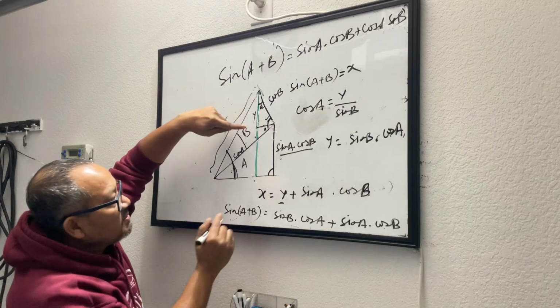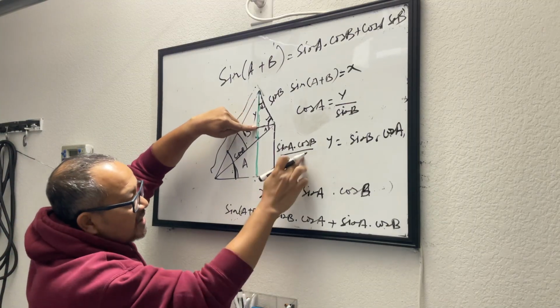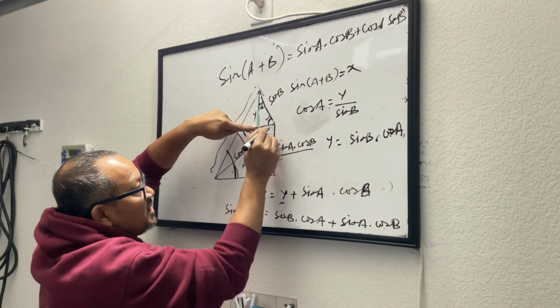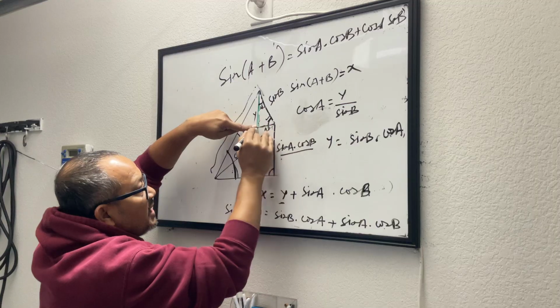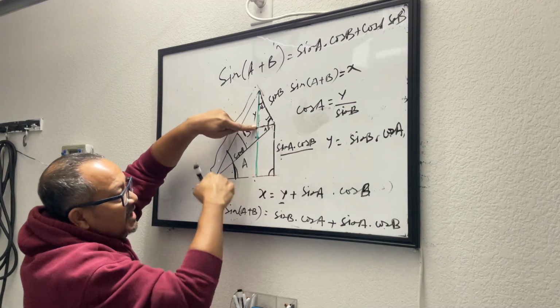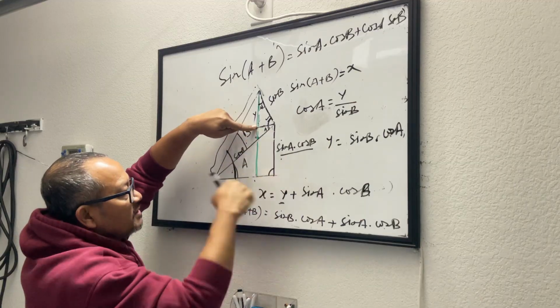This side, we had a problem that we only knew part of this length, which is sine of A cos of B. So we had to find out this length. To find it, we dropped the perpendicular so that this part is known and this part is to be figured out. And then we looked at this side and this line and this line, which are parallel to each other.